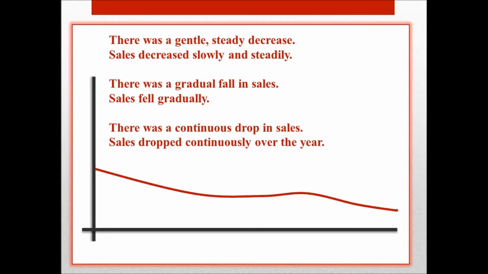There was a gentle, steady decrease. Sales decreased slowly and steadily. There was a gradual fall in sales. Sales fell gradually. There was a continuous drop in sales. Sales dropped continuously over the year.